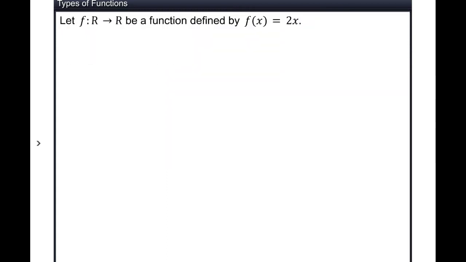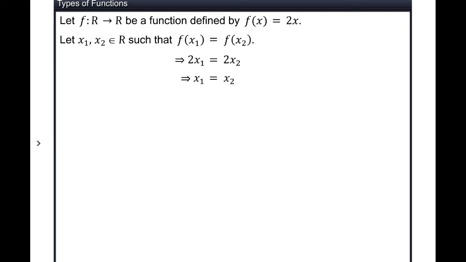Moving forward, let's now show that the function f from R to R, defined by f of x is equal to 2x, is a 1-1 function. Let x1 and x2 be any 2 arbitrary elements from domain R of function f, such that f of x1 is equal to f of x2. Now, f of x is equal to 2x, so f of x1 is equal to f of x2 implies that 2x1 is equal to 2x2. This gives x1 is equal to x2.